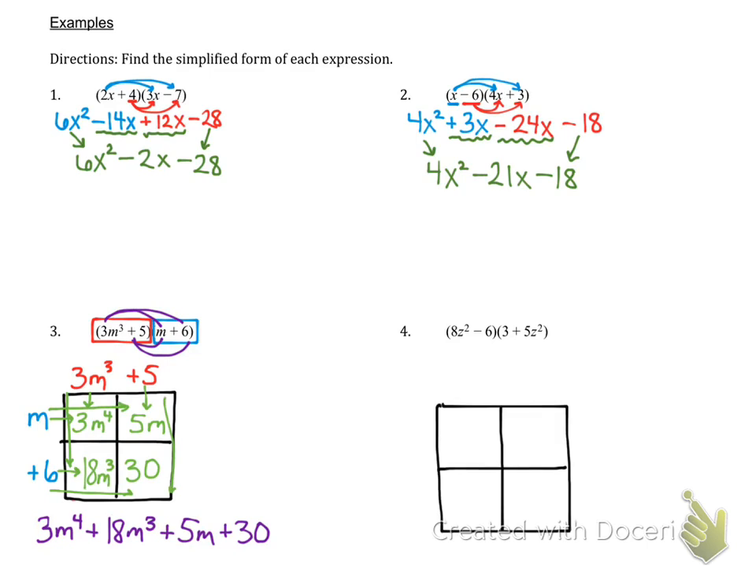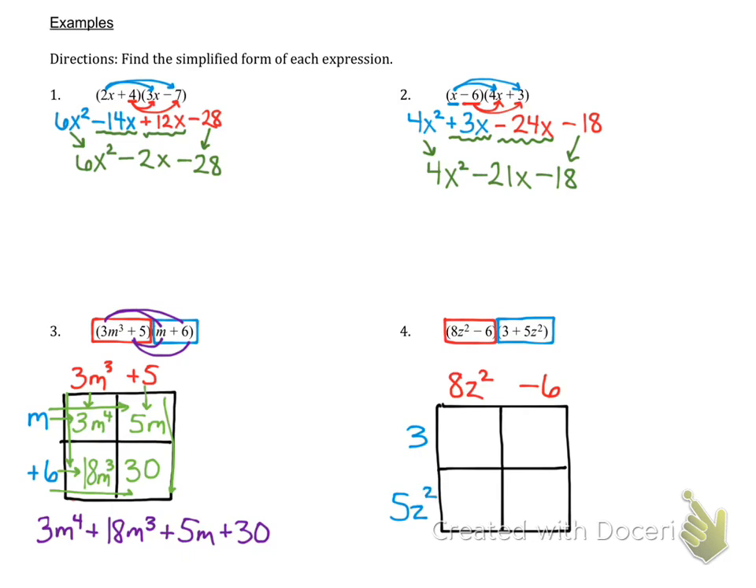For number 4, I'm going to show you the box method one more time. So I'm going to put my first binomial at the top. So 8z squared, and then the negative 6. And then my second binomial, I have 3 plus 5z squared. So I'm going to write the 3, and then the positive 5z squared.